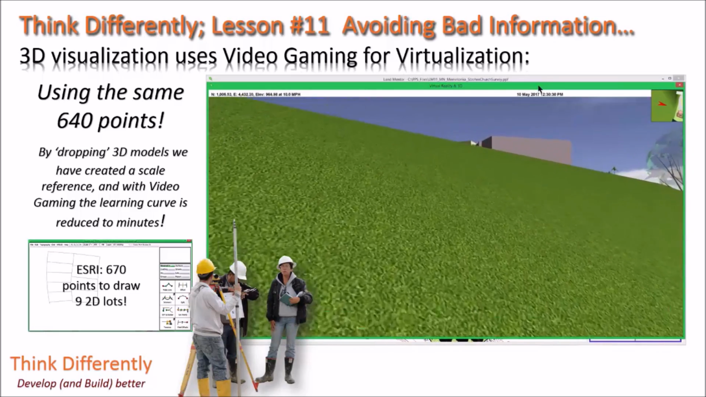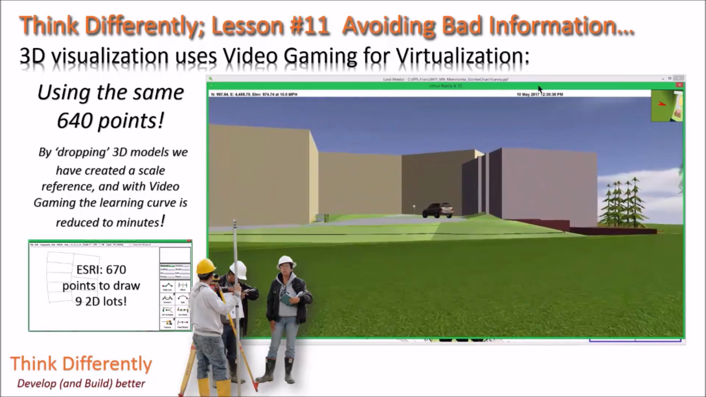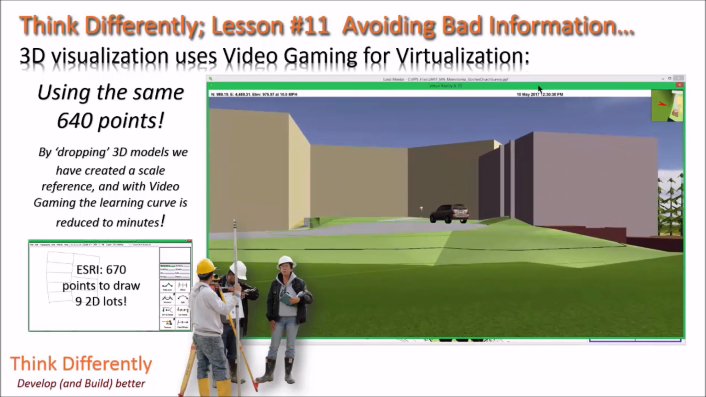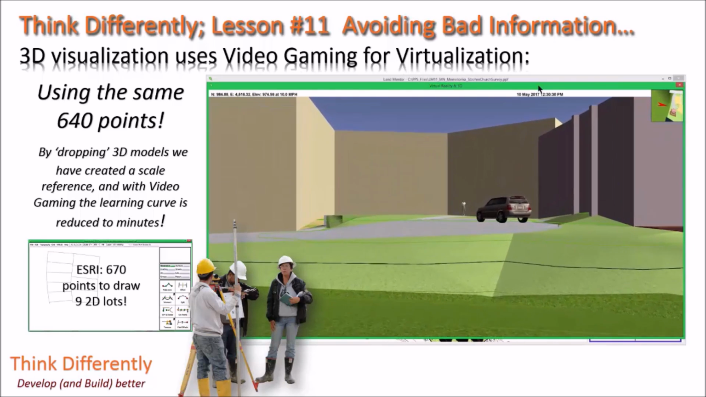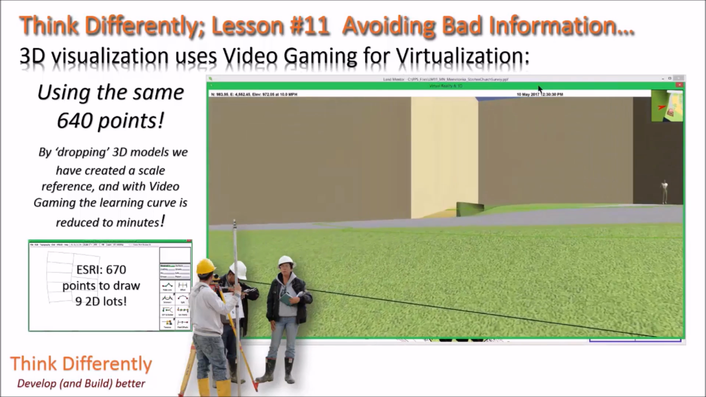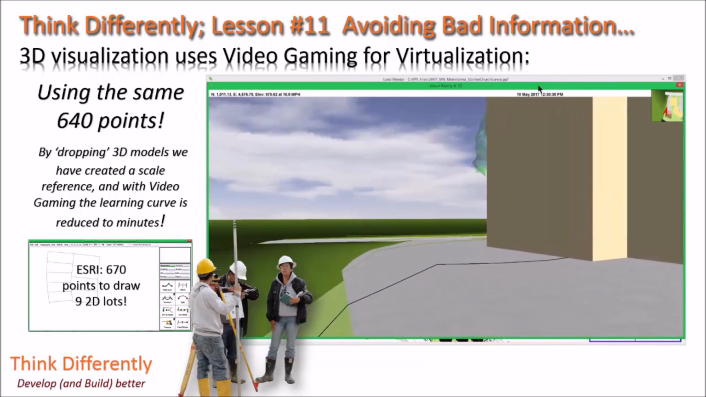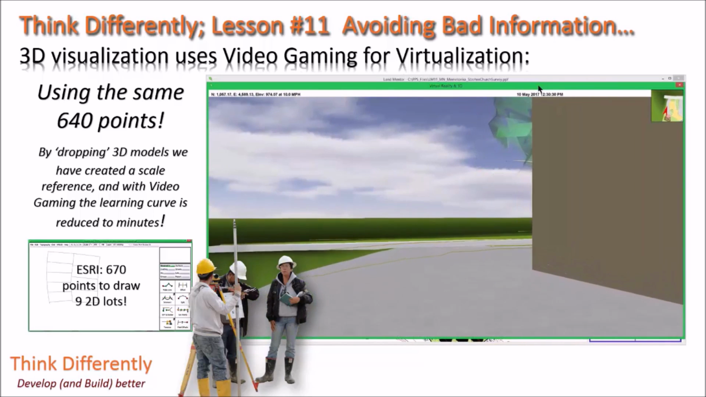And then because it's video gaming, you can use your Xbox 360 controller or your keyboard and just move about the site. So you can see the person and the building, and you can see how tall that building is. So cars and people give you scale.